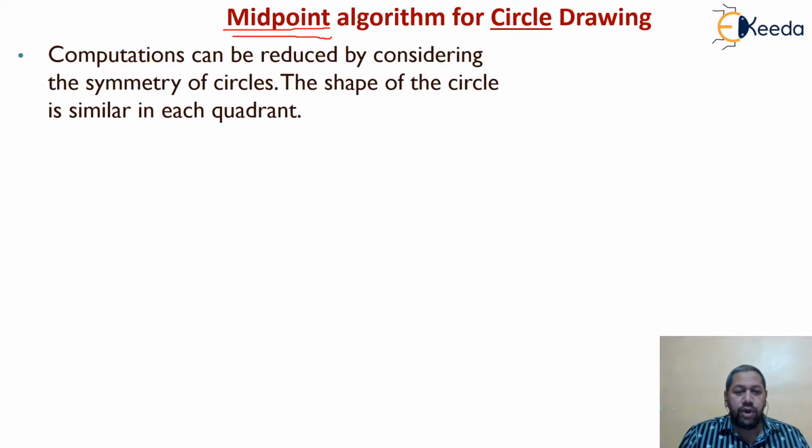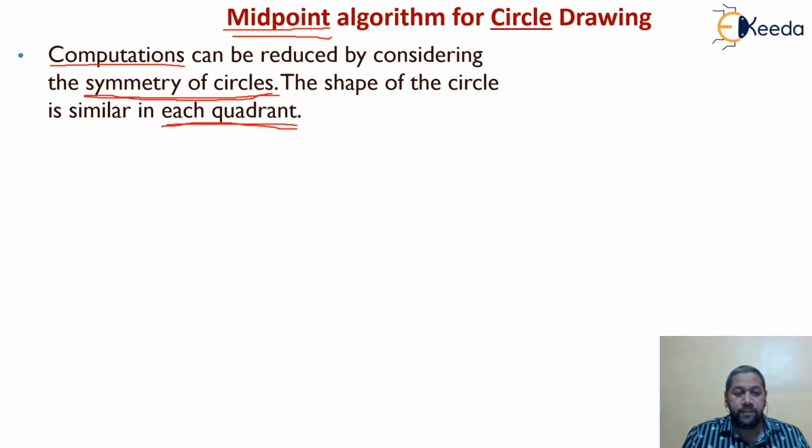Now here what we can do is reduce the computation. If I use the previous equation, the computation may increase. So the computation can be reduced by considering the symmetry of the circle. To plot the circle, we are going to use the symmetry of a circle. The shape of the circle is similar in each quadrant, so we are taking the symmetry of the circle in each different quadrant into consideration here.